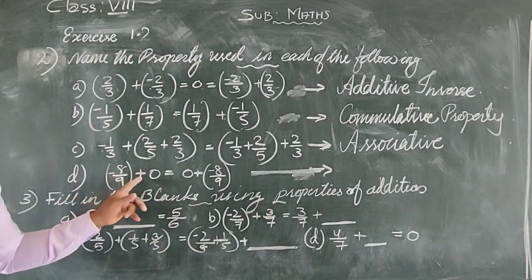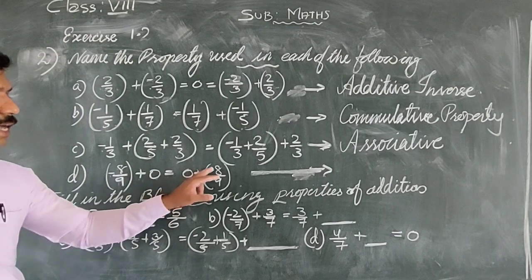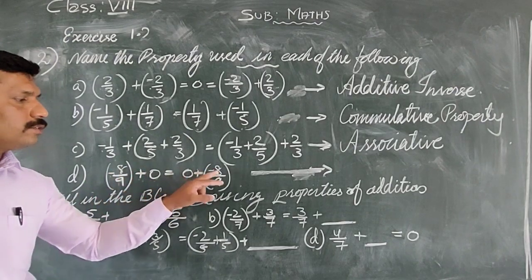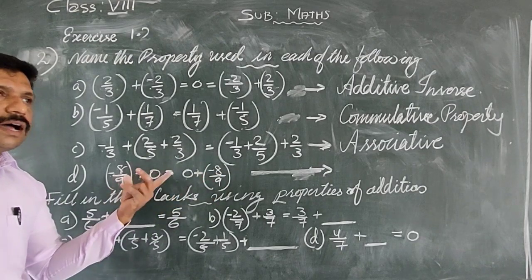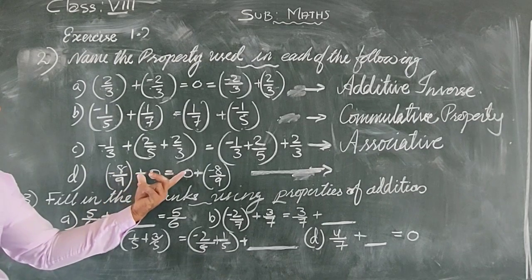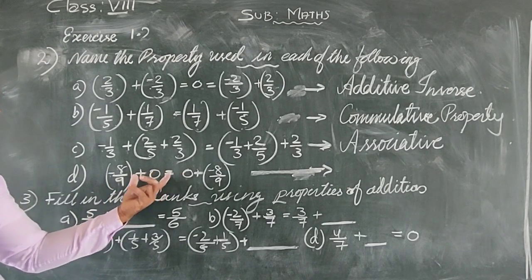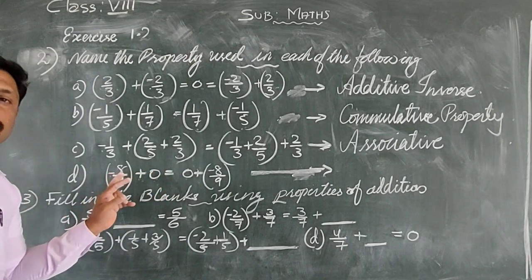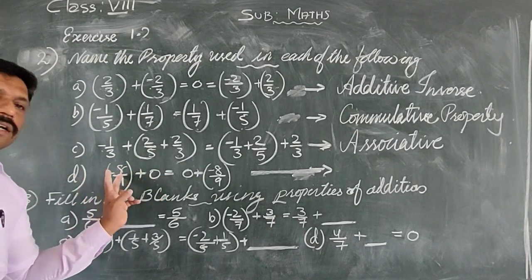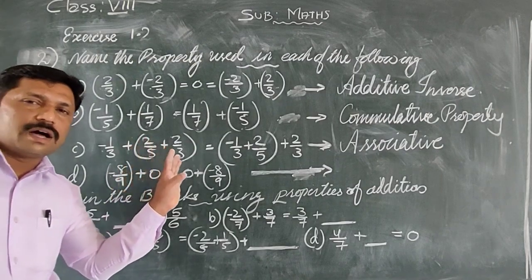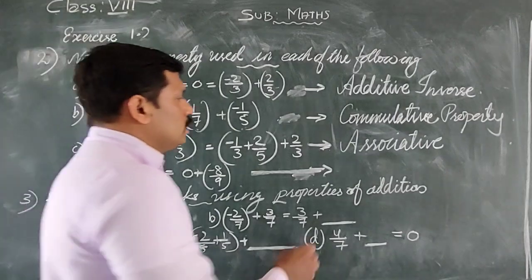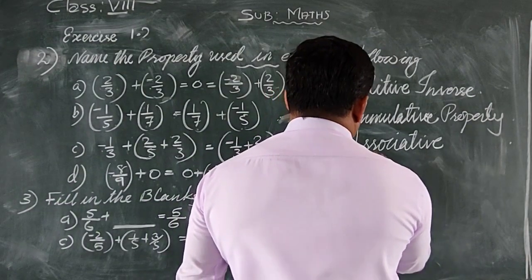And last statement, negative 8 upon 9 plus 0 is equal to 0 plus negative 8 upon 9. That means a rational number is added to 0 or 0 is added to a rational number. Then both will be equal. That means here existence of additive identity. Additive identity means when 0 is added to any rational number or a rational number is added to 0, then also we get the same rational number. So here additive identity.